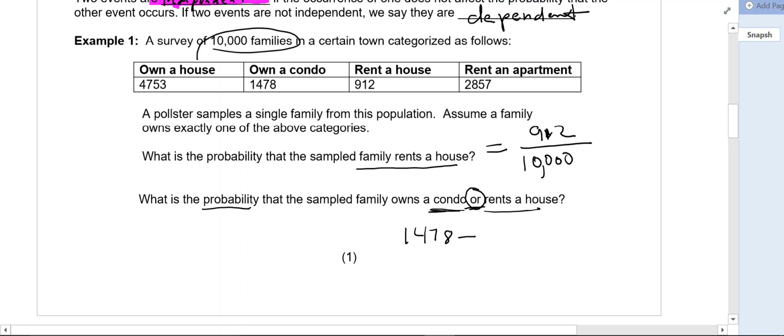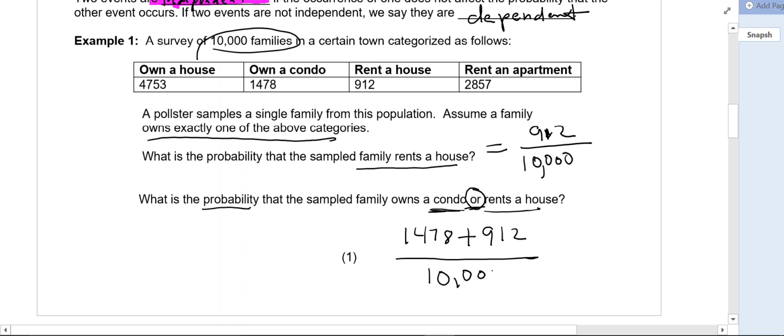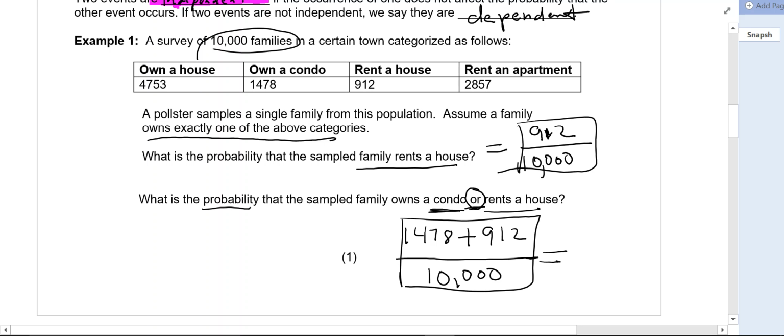1,478 plus 912. These two do not overlap because a family owns exactly one of the above. In other words, the probability a family owns a condo and rents a house is 0. So again, we really didn't need the formula, but it works. The denominator is the sample space, 10,000 families. Do the math. That is your answer. Okay, moving on.